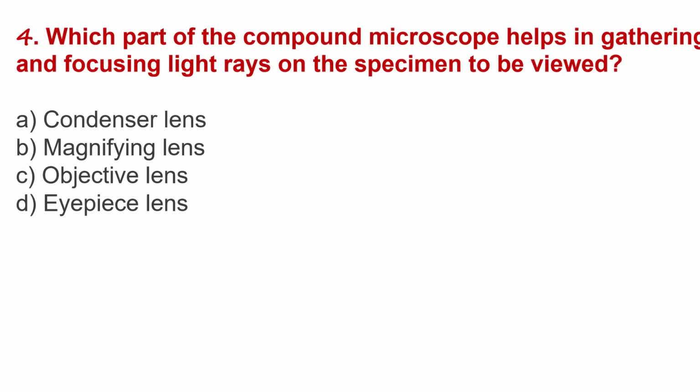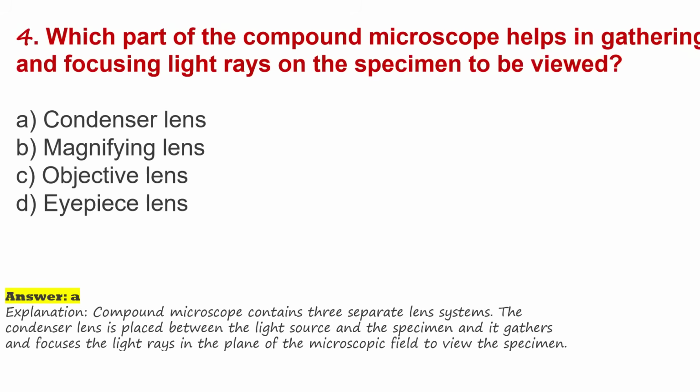This microscope has different components, and these components have their own specific functions. So the part of the compound microscope that helps in gathering and focusing light on the specimen to be viewed, the answer is option A, condenser lens. A compound microscope contains three separate lens systems. The condenser lens is placed between the light source and the specimen, and it gathers and focuses the light rays in the plane of the microscope with the specimens.